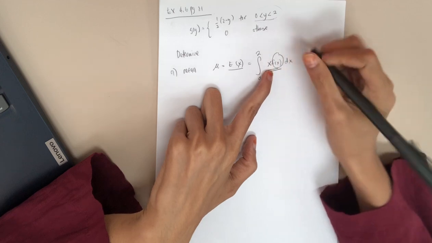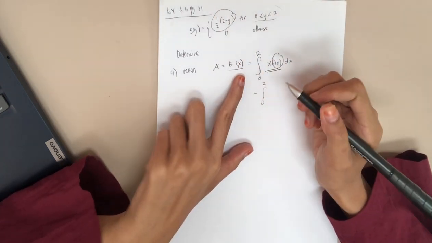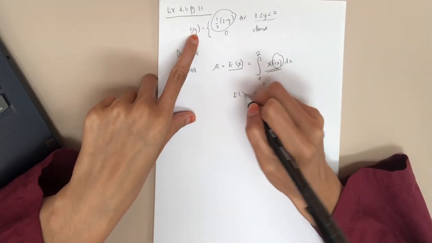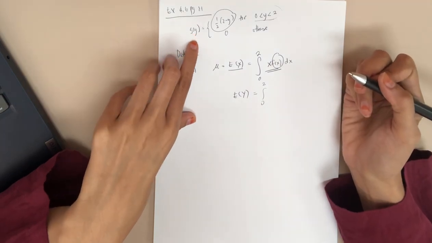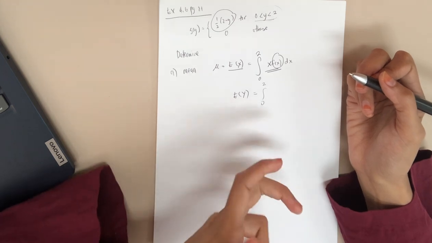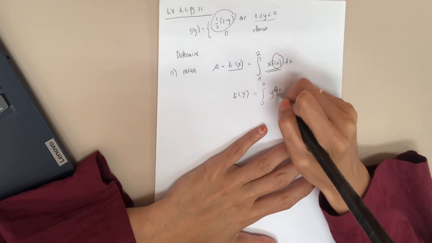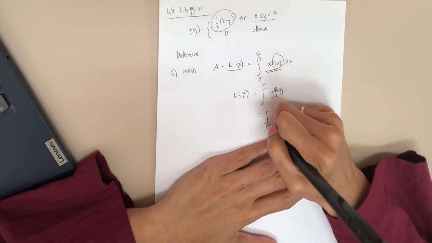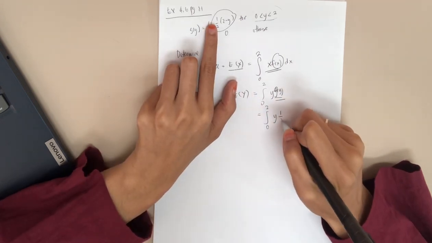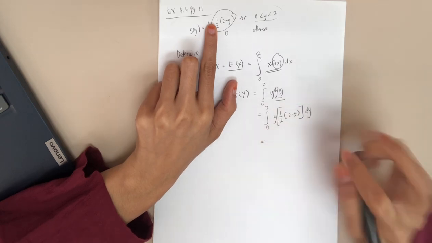So what is your f(x)? This is your f(x). To follow the question, because this question uses y as the variable, we just change it to y, and this is your g(y). So substitute here, y is y. So what is your f(y)? Your f(y) here is 1/2 (2 minus y), and then you integrate with respect to y.